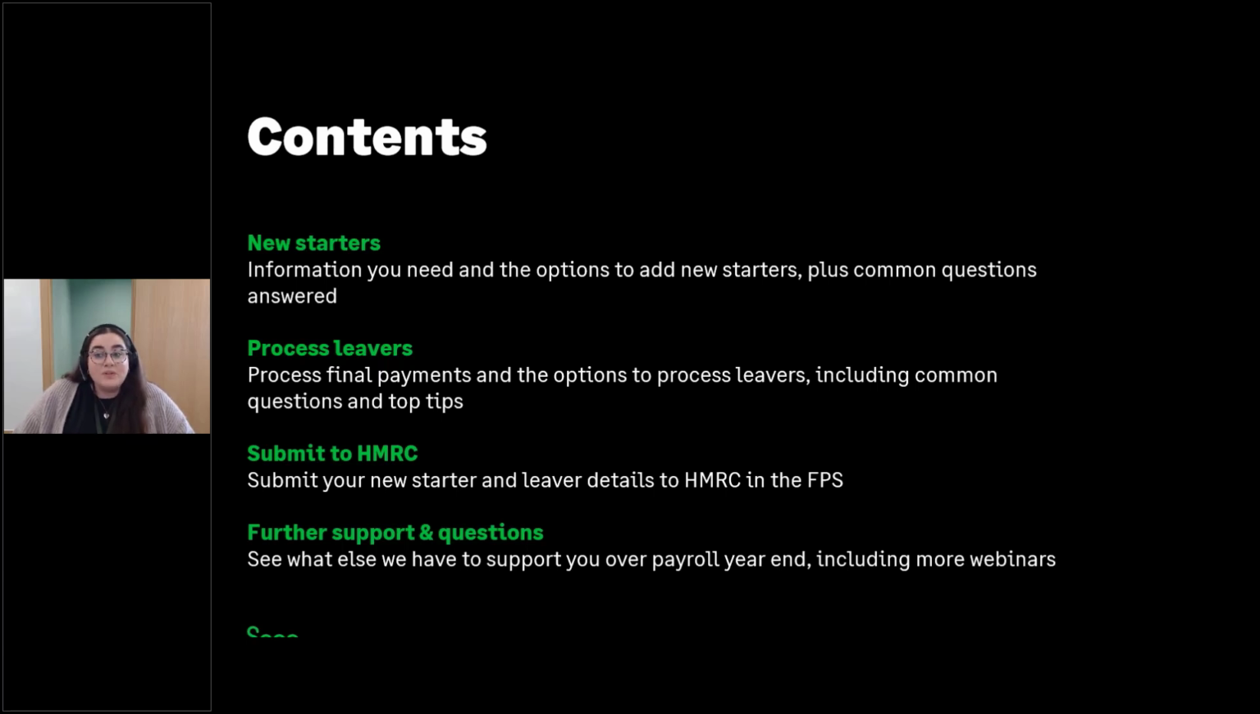We'll then move on to processing leavers. So this does include processing their final payments and then the options to process leavers, and again, how to do this in the programme. And then same as the starters, I've included some common year-end questions around leavers and some top tips as well. And then we'll move on to submitting to HMRC. So how are you going to submit that new starter and leaver information to HMRC in the full payment submission?